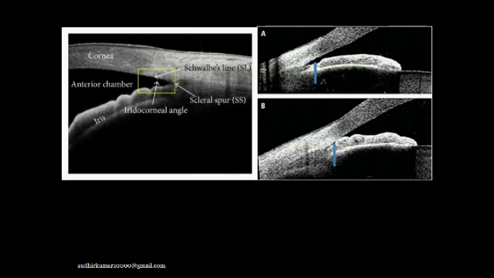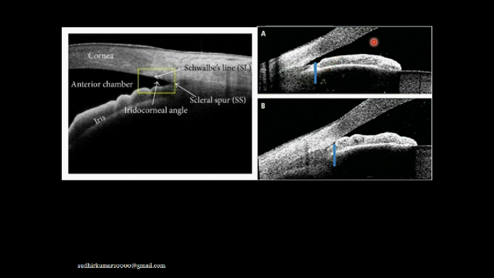By adaptation into the same optical coherence tomographic machine, the anterior part of the eye can also be visualized. We call it anterior segment OCT. You can see the angle, that is the iridocorneal angle, easily. You can see the scleral spur, Schwalbe's line.